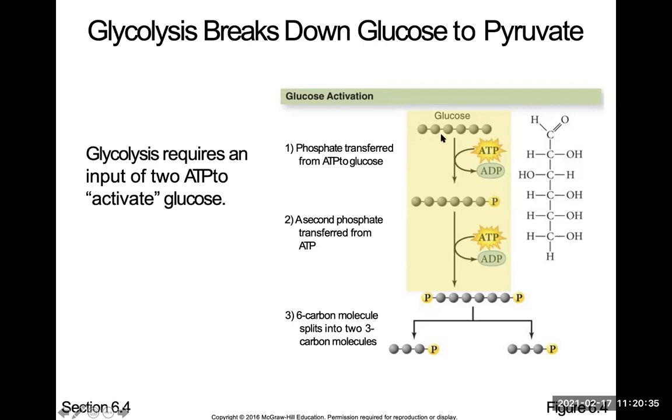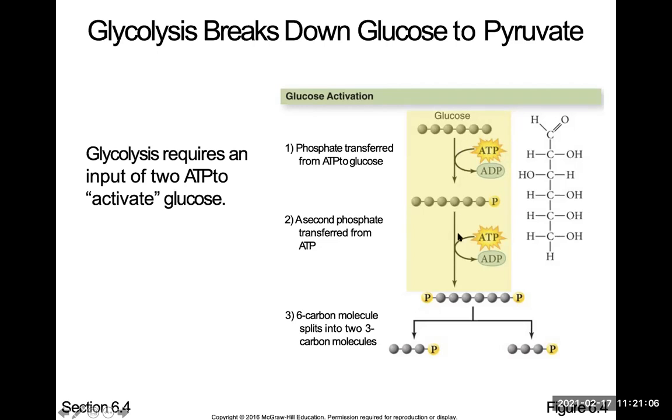Now, we know the chemical formula for glucose. It's a 6-carbon molecule. So we have 6 carbons here, 1, 2, 3, 4, 5, 6. It's going to require some energy to break down that glucose. So it's going to require 2 ATP to activate the glucose. We need to put in energy before we get out any energy. So it's going to need ATP to break down the sugar.